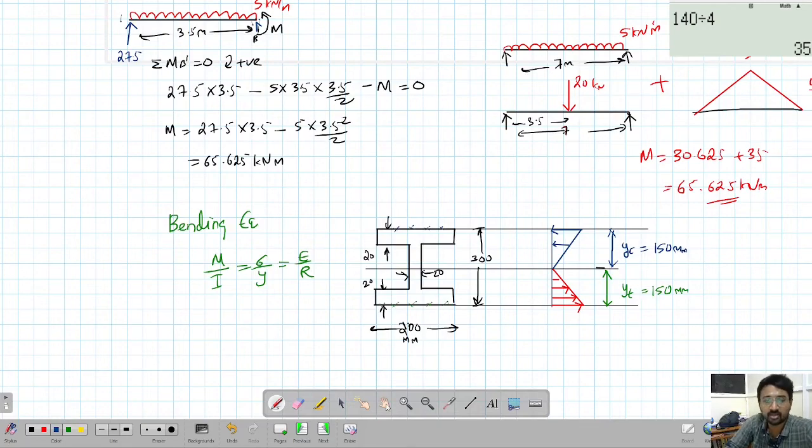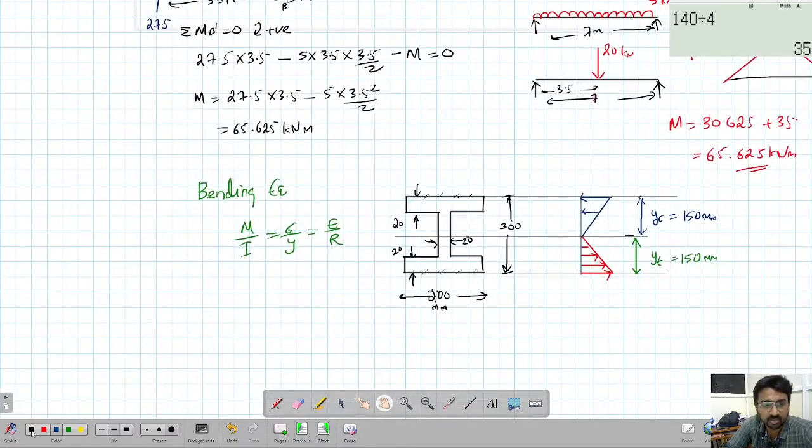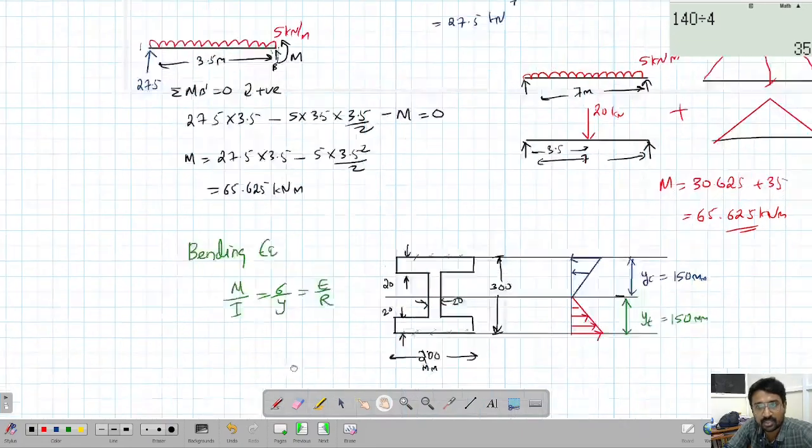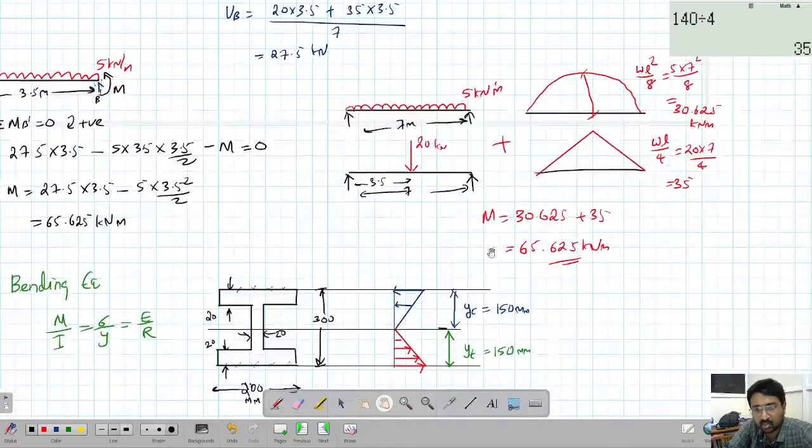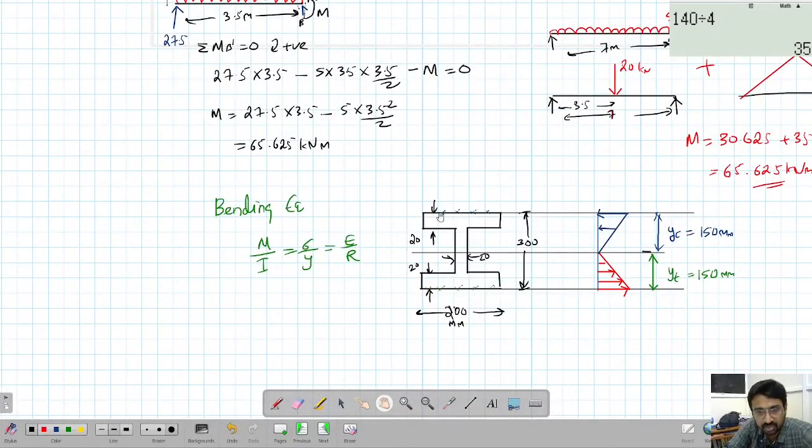Now we just use the bending equation. Remember what this bending equation is? The bending equation gives the relation between the moment at a section and the stresses in the section. We have found the moment at the section, and now we are finding the stresses at the center. At the center, the moment is 65.625. Because of this moment at the center, what are the stresses? We just use the first part of the bending equation. Substitute the value of y to get the stress at a location. If you want to find the stress at this location, you find this y and substitute it in this equation, and you get the stress at this location. That is how this equation works.